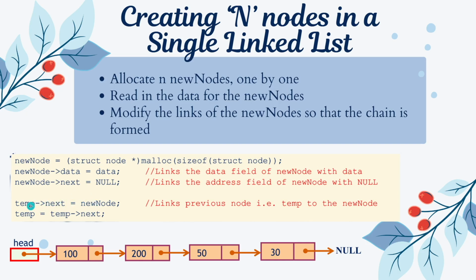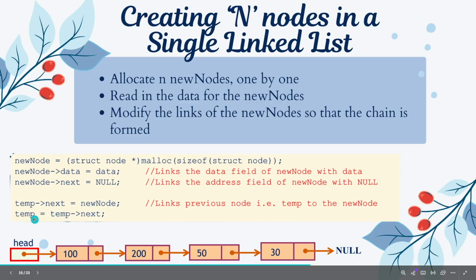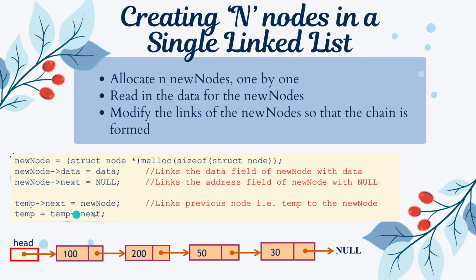So, we put temp's next equal to new node, thereby we make new node's next the pointer to the node that is being pointed to by temp. After that, what we have to do is advance temp by one position. So, whatever is new node now will be temp hereafter. For that we make an assignment of this form: temp is equal to temp's next.